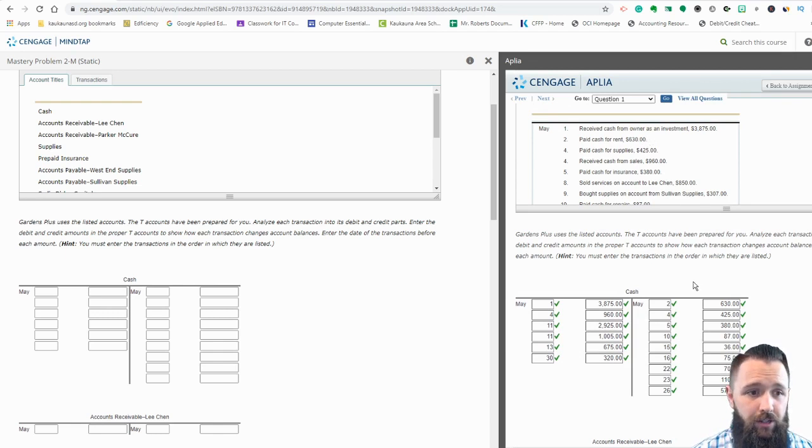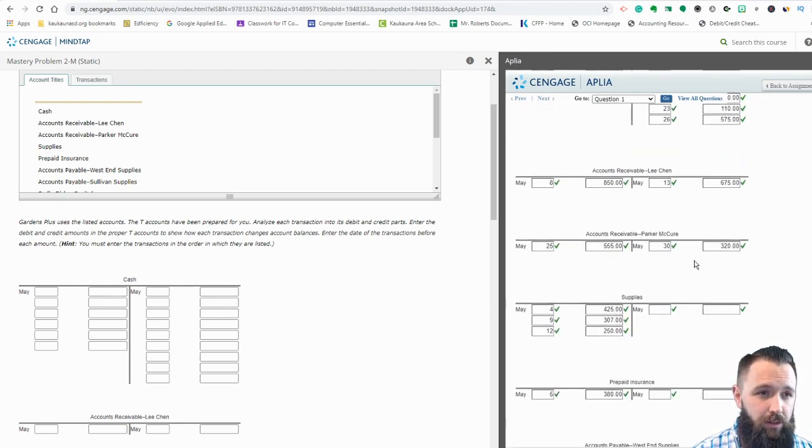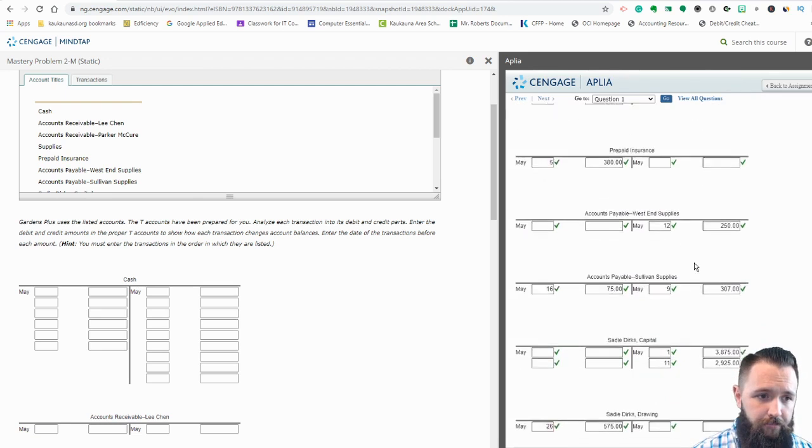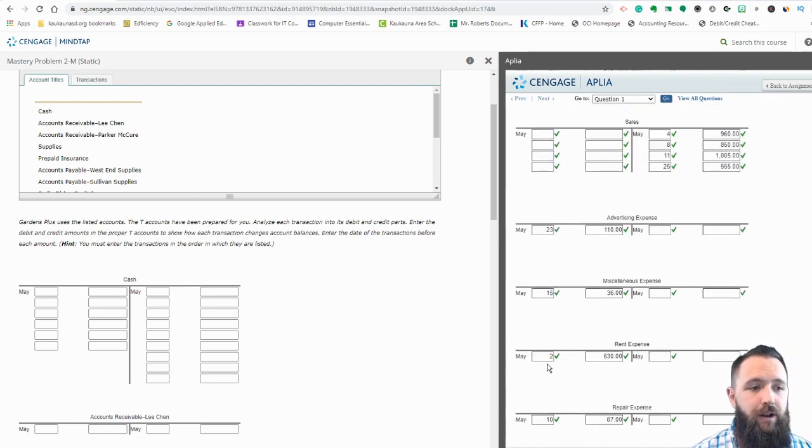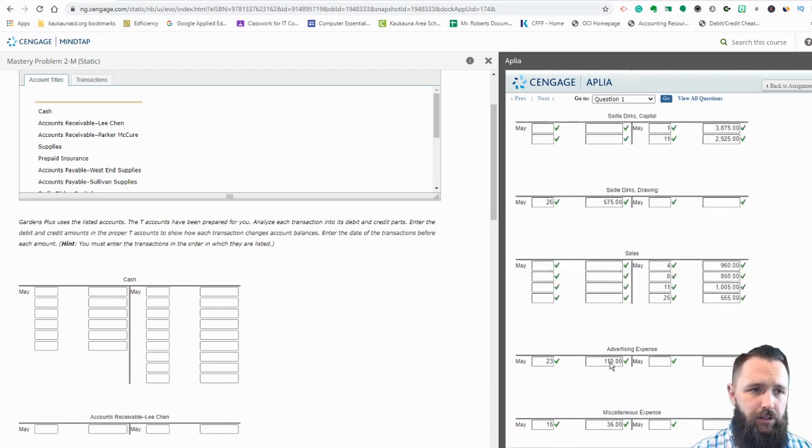Okay, for number 2, we paid cash for rent, and it's $630. Cash is going to decrease, so what do I do? I fill in the next line in cash, right? It's the next available line. So I put in the second, and cash is going to go to $630. I paid cash for rent, so there's probably a rent expense. How do we increase any kind of expense? We debit it. So let's find rent expense. And you can see it's right here. They wrote in May 2nd, and then it's $630.